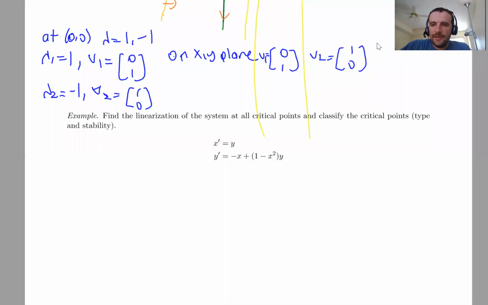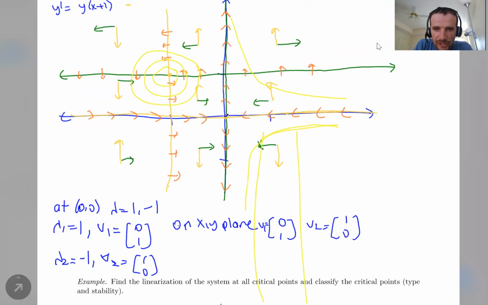Hello everyone. In this video I will continue with the last example in section 8.1. But before I continue, let me go over the previous question and let me make a correction.